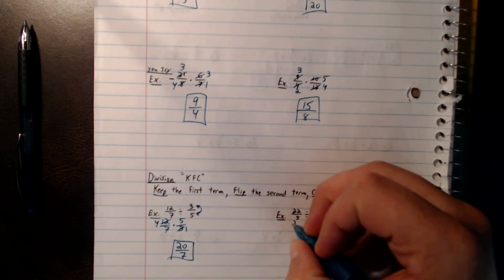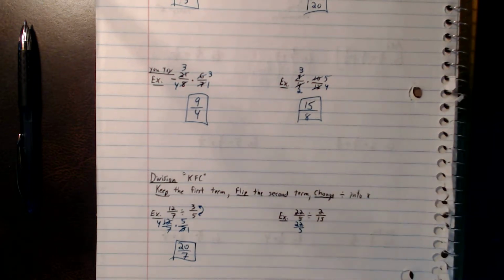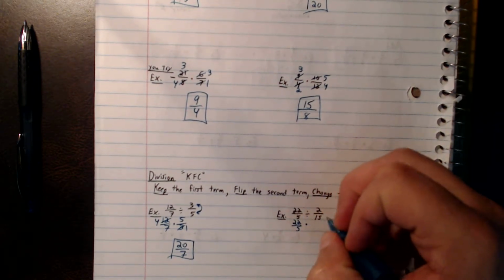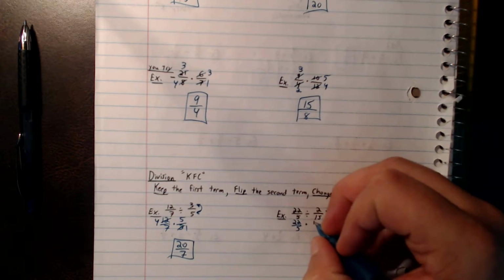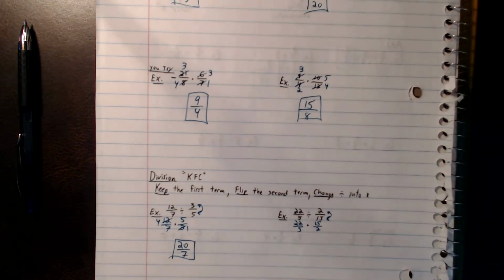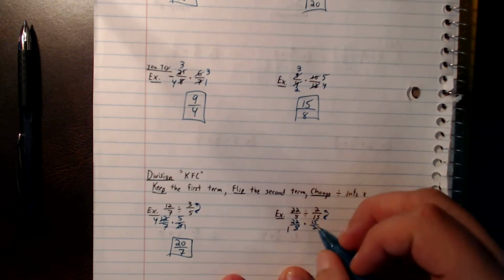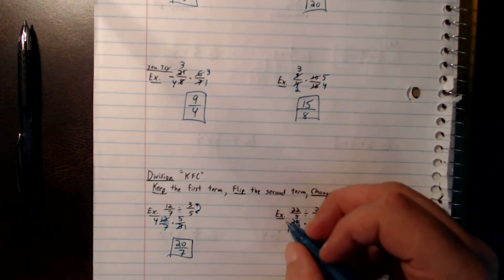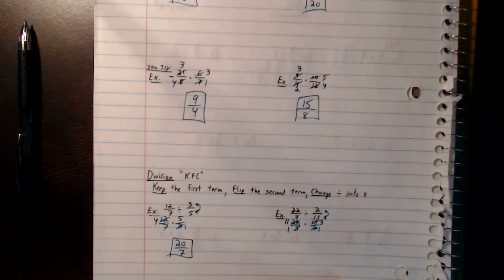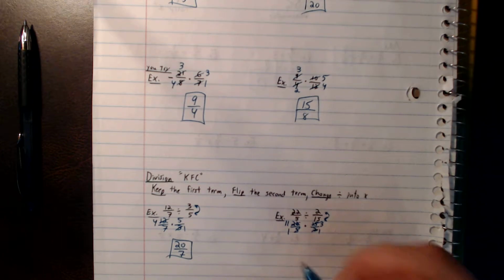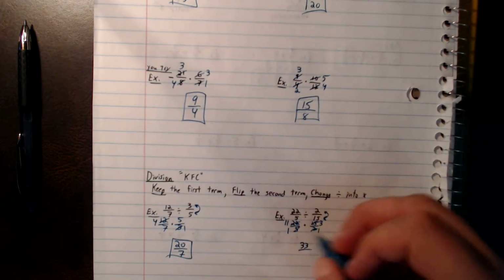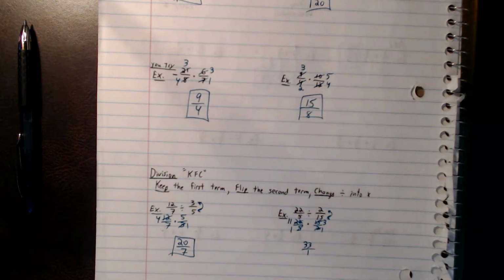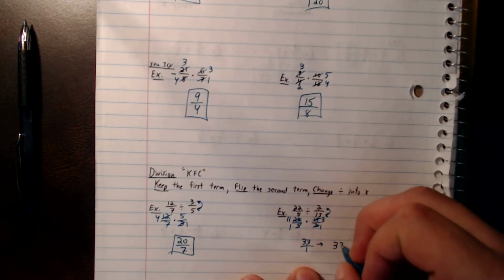Here, 22 over 5 we keep. We flip 15 over 2, and then we change division to multiplication. Now we reduce. I see 5 and 15 can reduce into 1 and 3. 22 divided by 2 is 11. And let's see, we got 11 times 3, which is 33. 1 times 1 is 1. Hey, we got 33 over 1. That actually will reduce to just plain old 33.